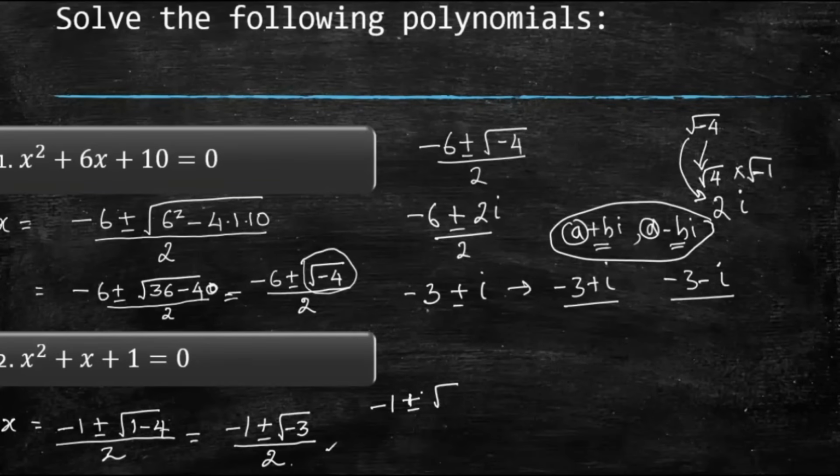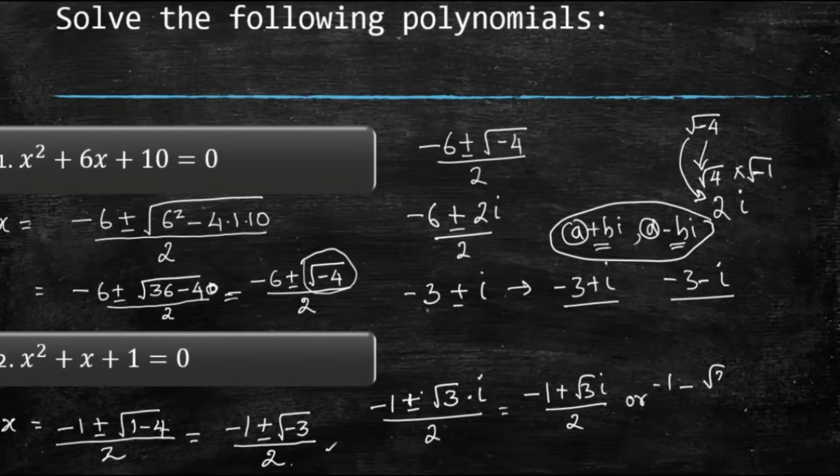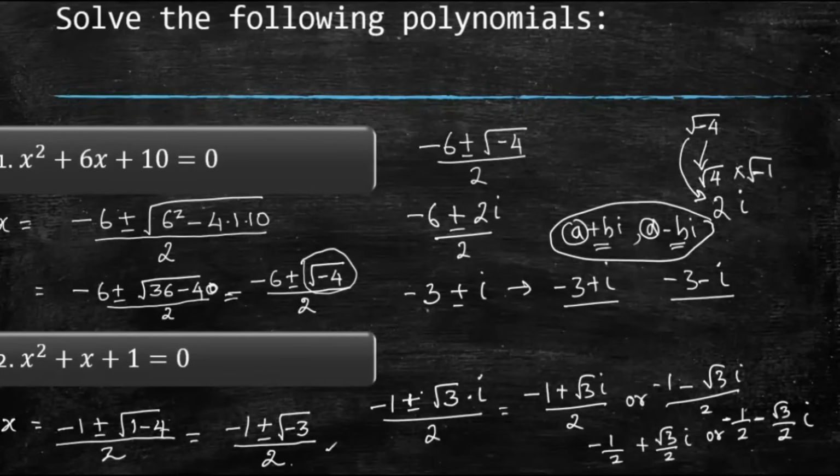I can write square root of -3 as square root of 3 times square root of -1, which is i. Therefore, square root of -3 is square root of 3 i. So this becomes (-1 plus root 3 i) over 2, or (-1 minus root 3 i) over 2. You can split this and write it in proper complex form, which is -1/2 plus root 3 over 2 i, which is a plus ib, or -1/2 minus root 3 over 2 i. So you can see again that these are conjugates of each other, by changing the sign of the imaginary part.